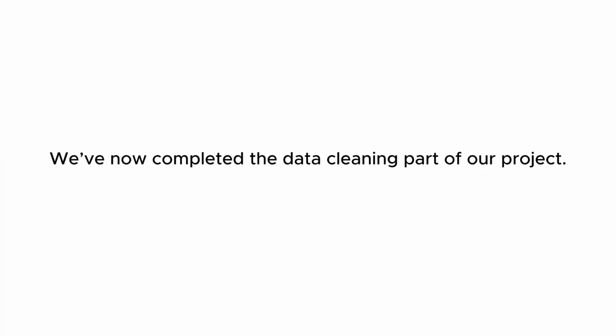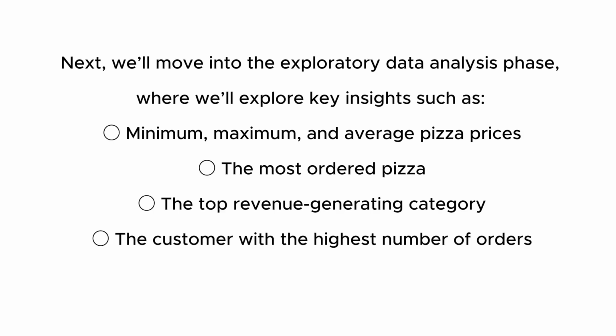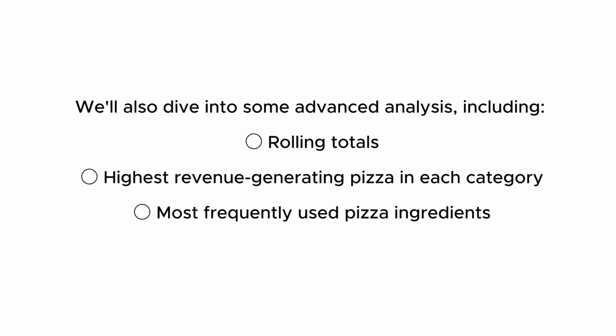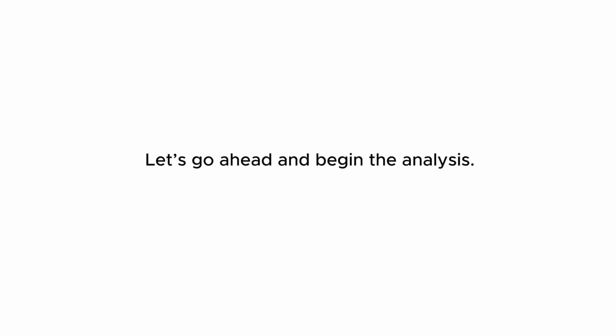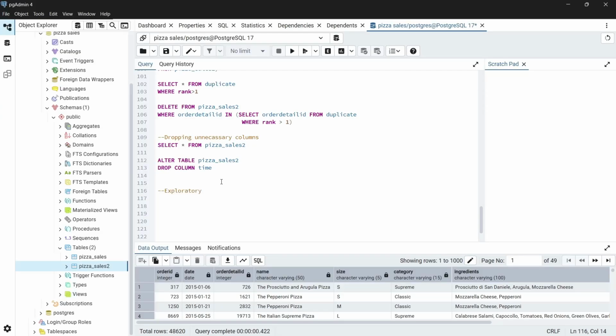And with this, we have completed the data cleaning part of our project. Next, we'll move into the exploratory data analysis phase, where we'll explore key insights such as maximum, minimum, and average pizza price, the most ordered pizza, the top revenue generating category, the customer with the highest number of orders. We'll also dive into some advanced analysis, including rolling totals, highest revenue generating pizza in each category, most frequently used pizza ingredient. Let's go ahead and begin the exploratory data analysis.